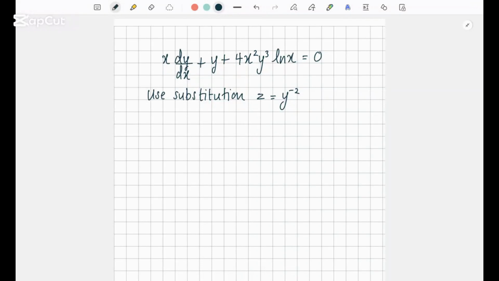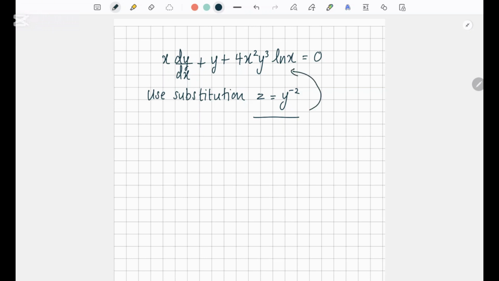Hi everyone, I'm going to show you guys how to solve this differential equation. So it's given x dy over dx plus y plus 4x squared y to the power 3 ln x. So we'll need to use a substitution of z equals y to the power minus 2. Now I didn't come up with the substitution, it was already given in the question. So basically we need to use this in order to solve the differential equation.